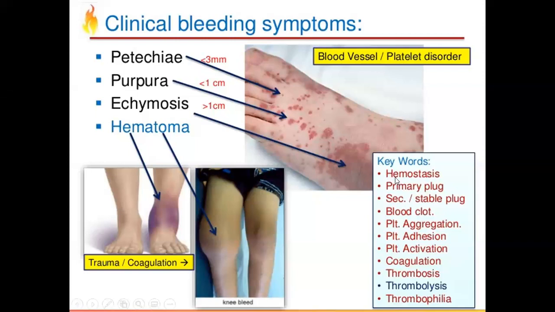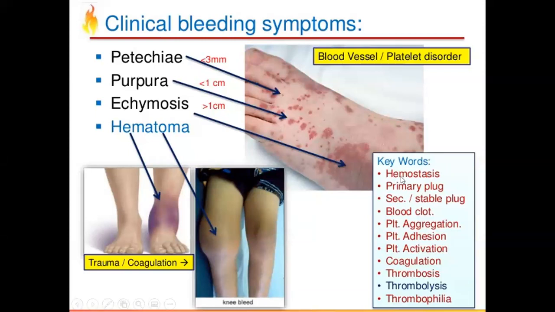So here it is showing why patients sometimes develop petechia, purpura, or ecchymosis or hematoma. Hematoma means blood is accumulated inside the tissue, maybe because of trauma or coagulation defect.